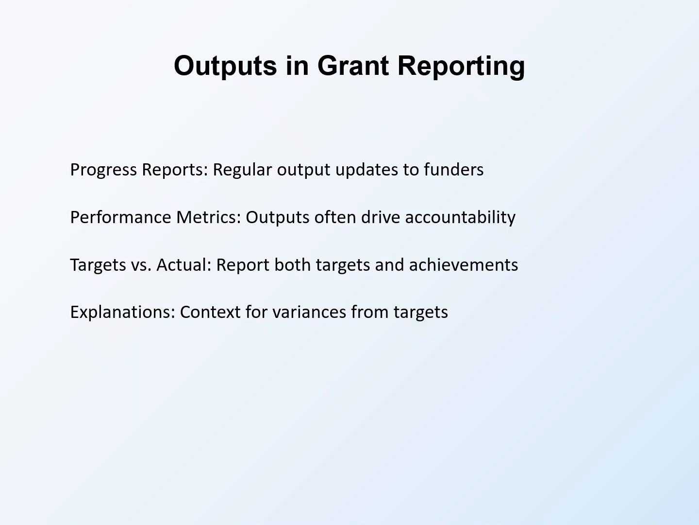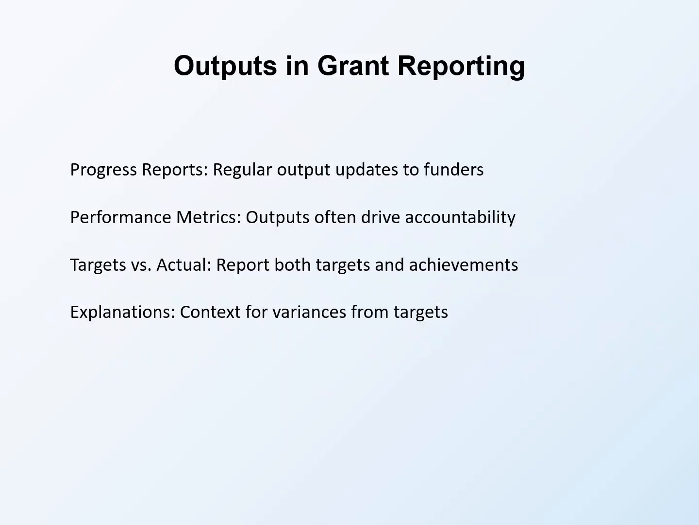Performance metrics often use outputs for accountability purposes. Funders track whether you delivered what you promised in your proposal and use output achievement as a key indicator of program success. Meeting your output targets demonstrates successful program implementation and builds funder confidence. Targets versus actual reporting shows both what you committed to achieve and what you actually achieved in practice.